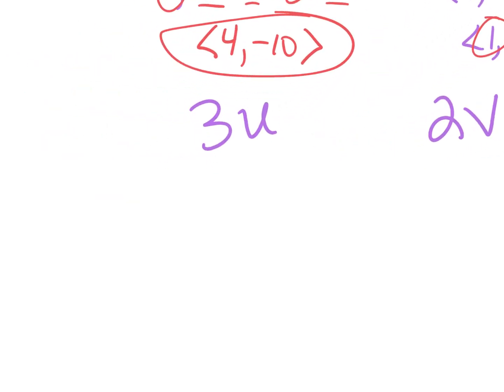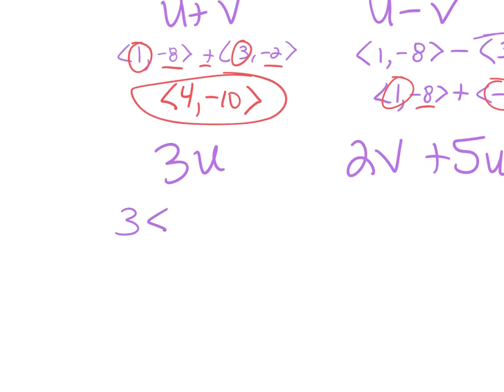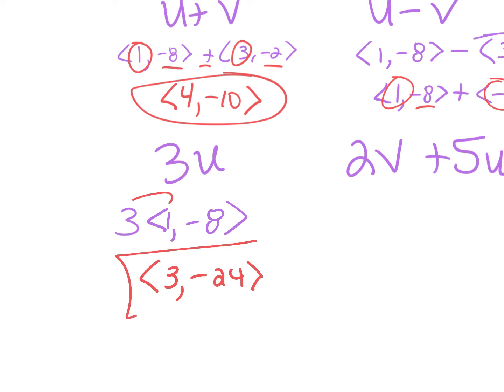Two more. Now I'm going to have 3 times U. Well, my U vector is 1, -8. Whoops, I forgot to write the 1. So you are literally just distributing that 3. What's 3 times 1? 3. 3 times -8? -24. That's it.